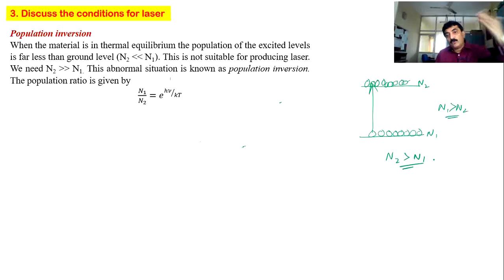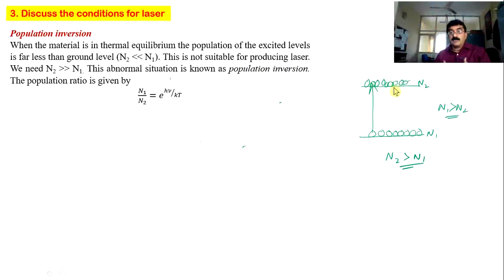So I want more population in the excited state, and that situation is known as population inversion. So the sentence goes like this. Population inversion, the definition. When the material is in thermal equilibrium, the population of the excited level is far less than the ground level. That means N2 is less than N1, or N1 is greater than N2. This is not suitable for producing the laser, because I want more atoms in the excited state.